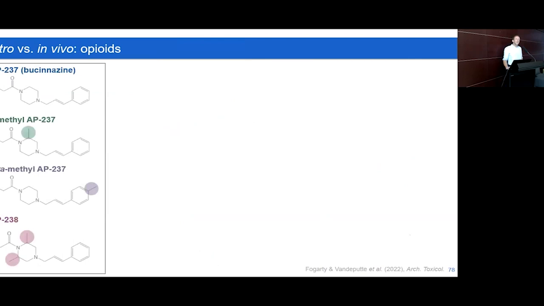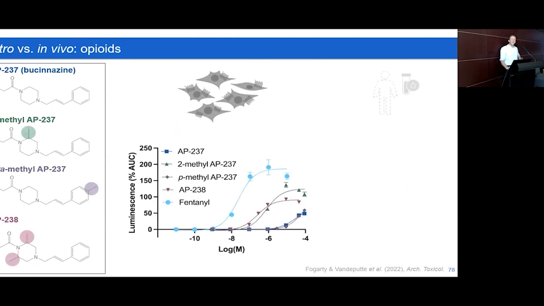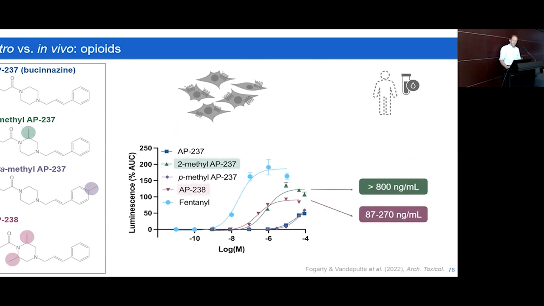Another example, in vitro versus in vivo, is looking at overdose cases and the concentrations that you get in overdose cases. We did this for this series of compounds and collaborated with the Center for Forensic Science Research and Education in the US. They had a series of cases with this green compound, 2-methyl-AP-237, and with this purple compound, AP-238. You can see that the curve for the purple one is slightly more to the left than the curve for the green.